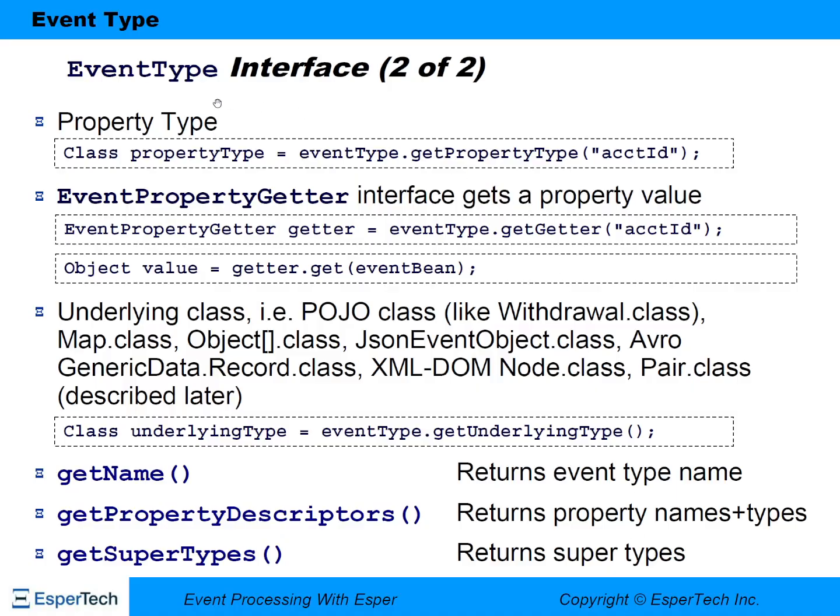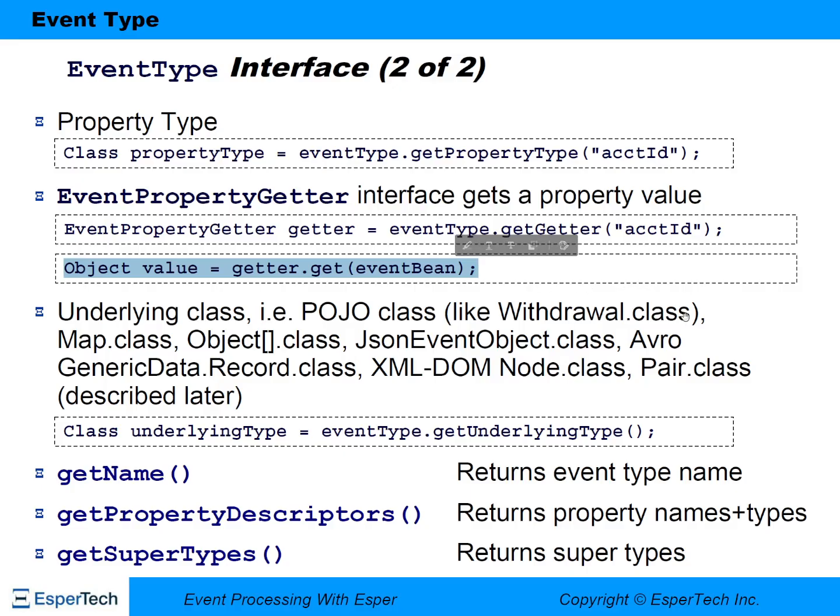The EventType interface returns the property type of event properties. The getPropertyType method takes the event property name and returns the property type. For instance, Class propertyType = eventType.getPropertyType("accountId"). The EventPropertyGetter interface returns the property value of a named property. An example is: EventPropertyGetter getter = eventType.getGetter("accountId"); Object value = getter.get(eventBean).